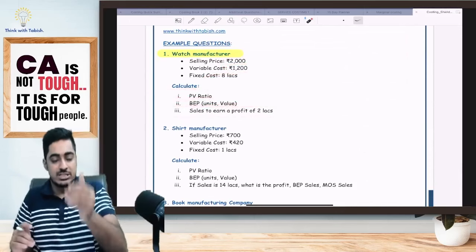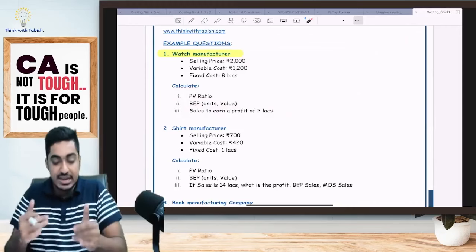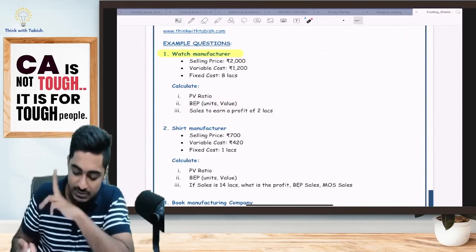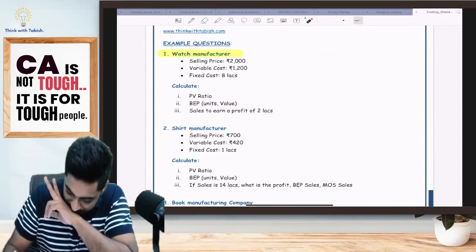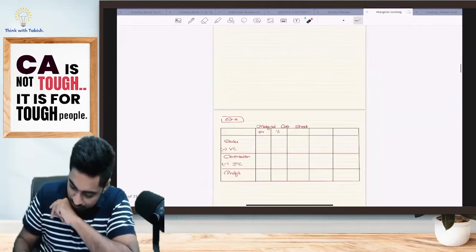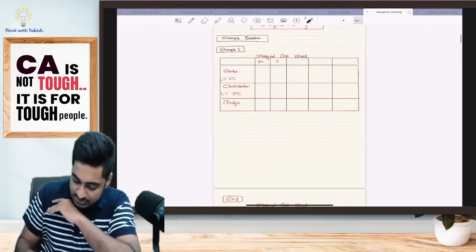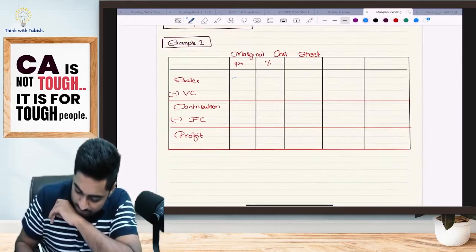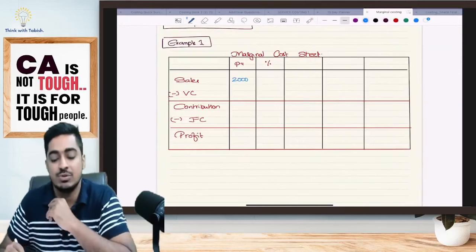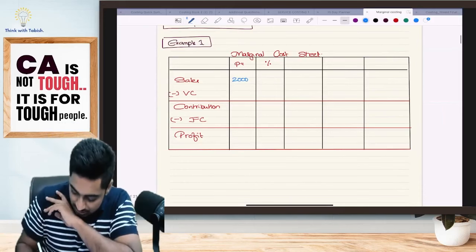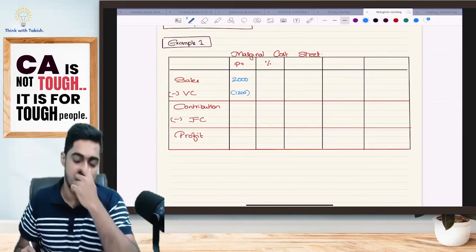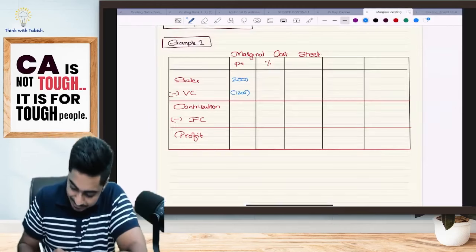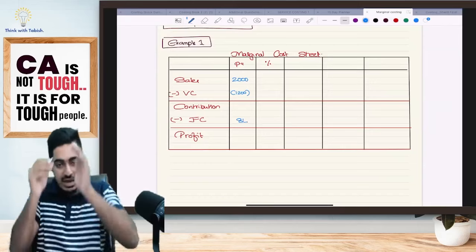Everything we'll do. First step is to put down the format, the magic box, and write down whatever data is available. Selling price, variable cost and fixed cost are available. Look at this, students. Selling price is 2,000 rupees. So I have prepared the columns. Every watch I am going to sell at a price of 2,000 rupees. This light blue color I am using for the data which is given in the question. For every watch, variable cost is 1,200 rupees. And what is my fixed cost? Okay, I have written down the data.